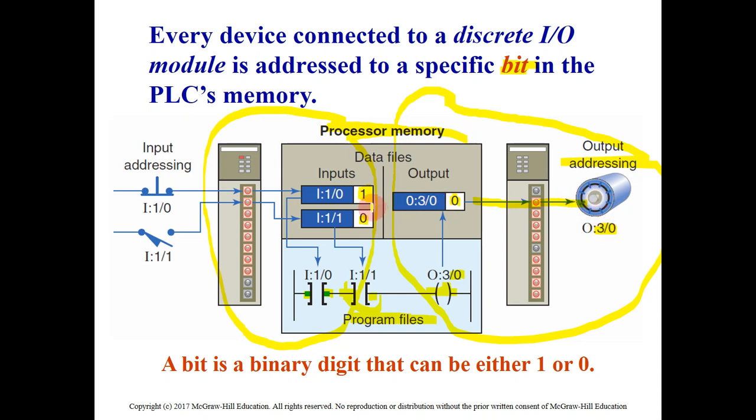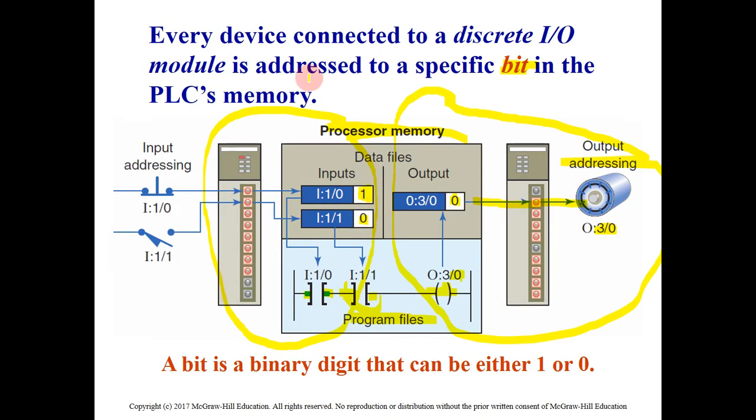Okay, so we already have, for example, how to check the status of this instruction in chapter 4. Here it's the same. So in the case of this switch changing to 1, now we have 1 and 1, this becomes 1, then the output address becomes 1, and the output actuator will be switched on. So a bit is a binary digit that can be either 1 or 0. So we have here 1 for closed, 0 for open.